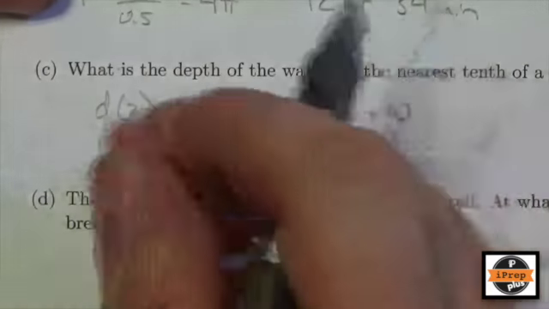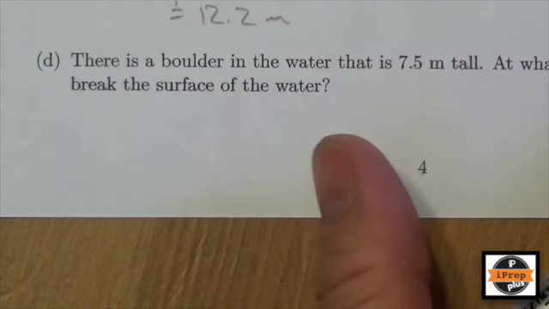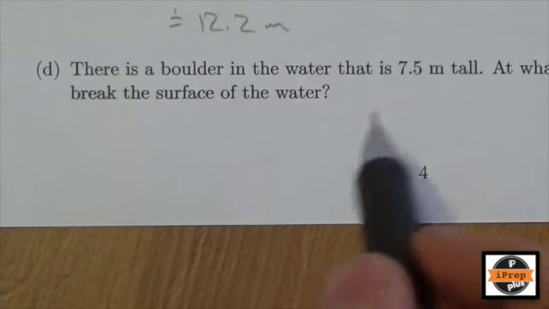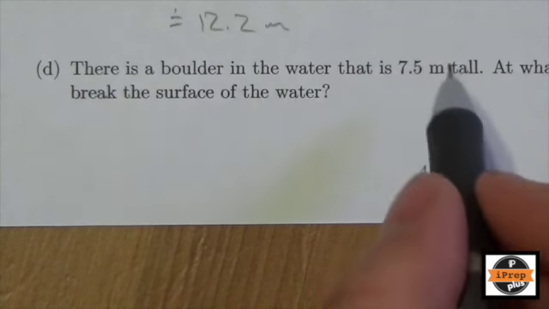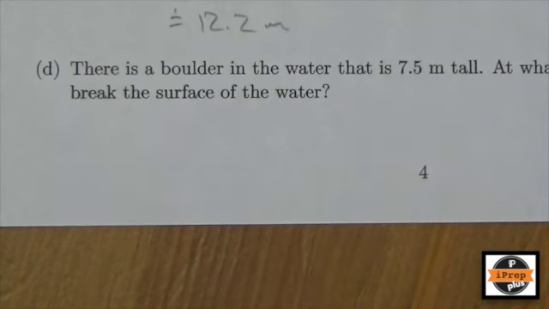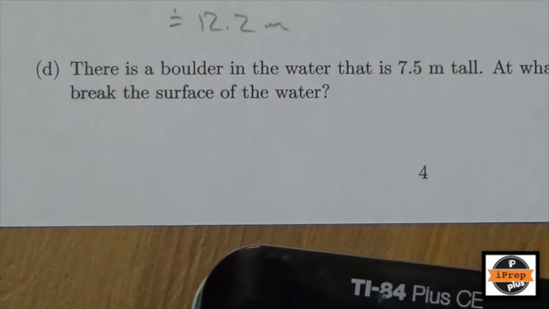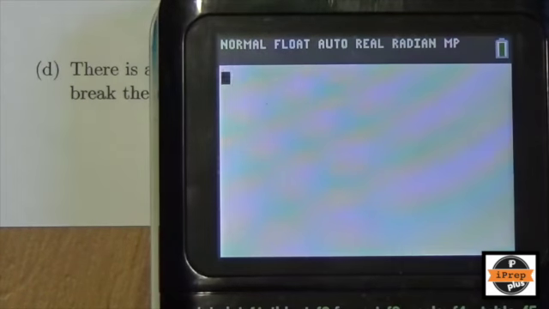So in this case, we're just using the calculator, plugging the value in. This next one is a little different. There is a boulder in the water that's 7.5 meters tall. At what time to the nearest tenth does it break the surface of the water? So what we're interested in here is the moment when the depth is 7.5 meters. The intention typically with the Alberta curriculum is that you would do this one on your calculator. You can do it algebraically, setting up the trigonometric equation and solving it, but typically the intention is that you do it on your calculator.